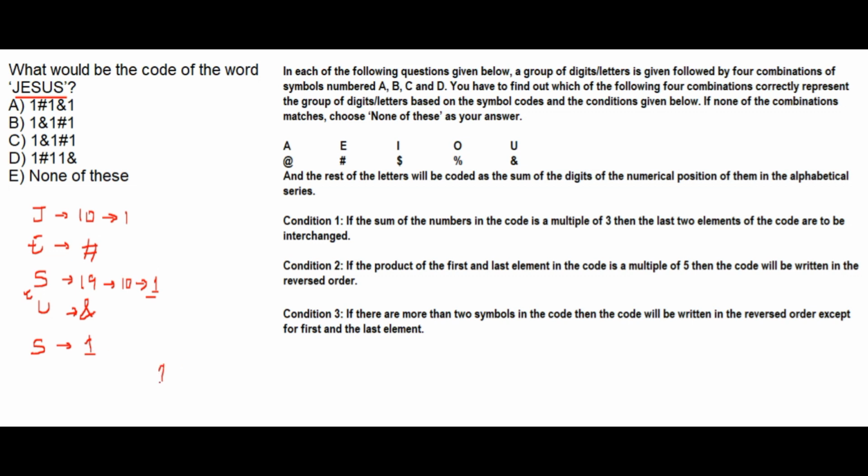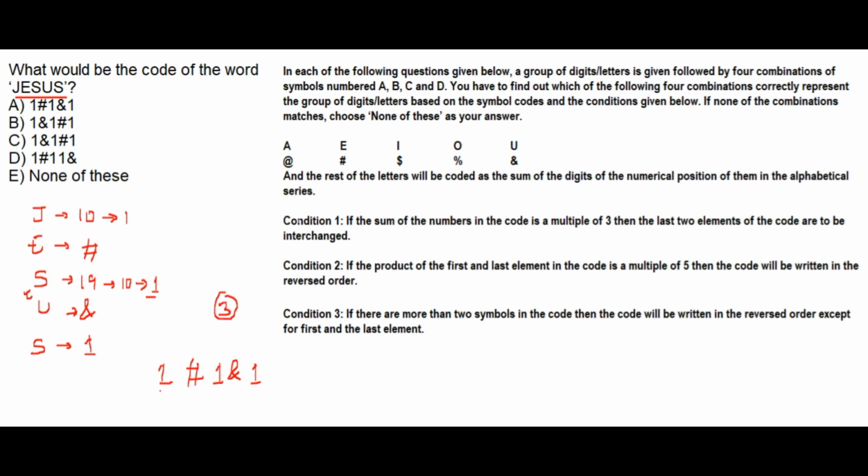So the code will be what? 1 hash. Okay, now again 1, now ampersand, then 1. Now add all the numbers of the code, 1 plus 1 plus 1. Okay, so after adding all the numbers of the code, it is coming to 3.